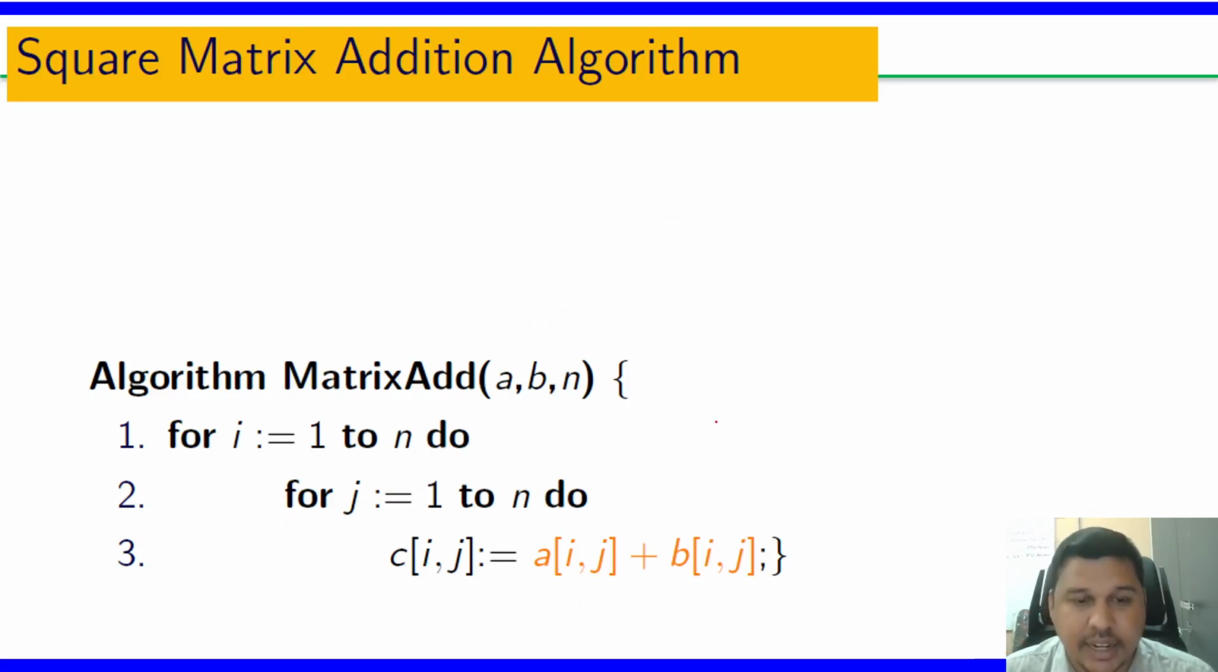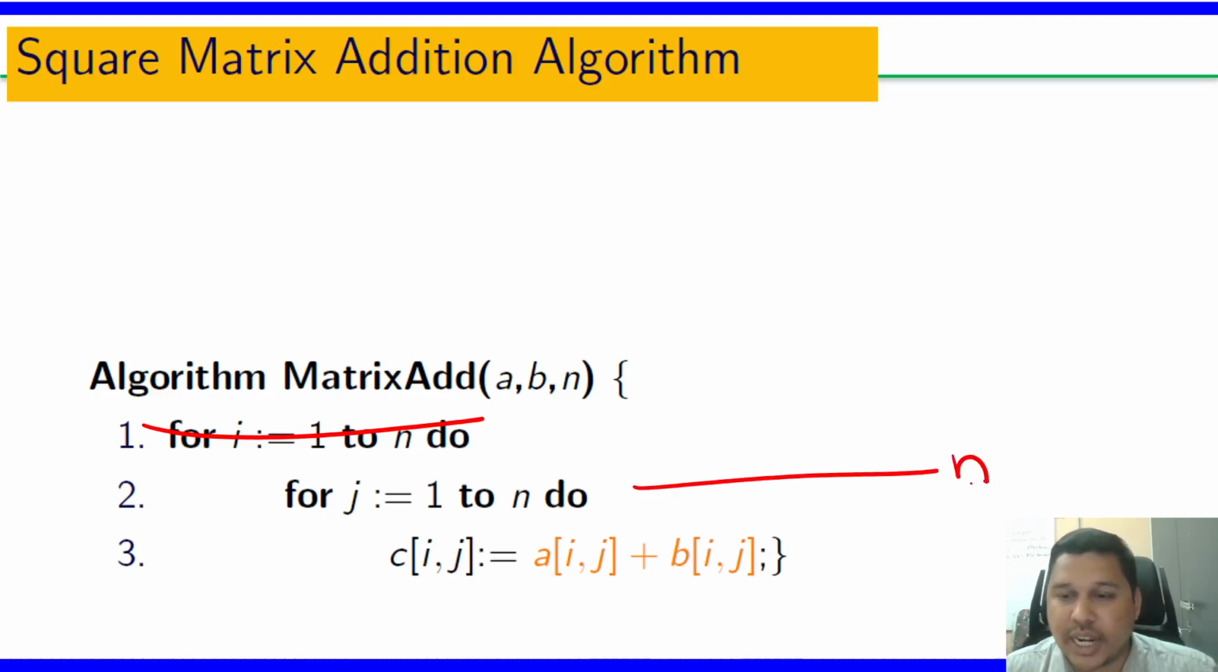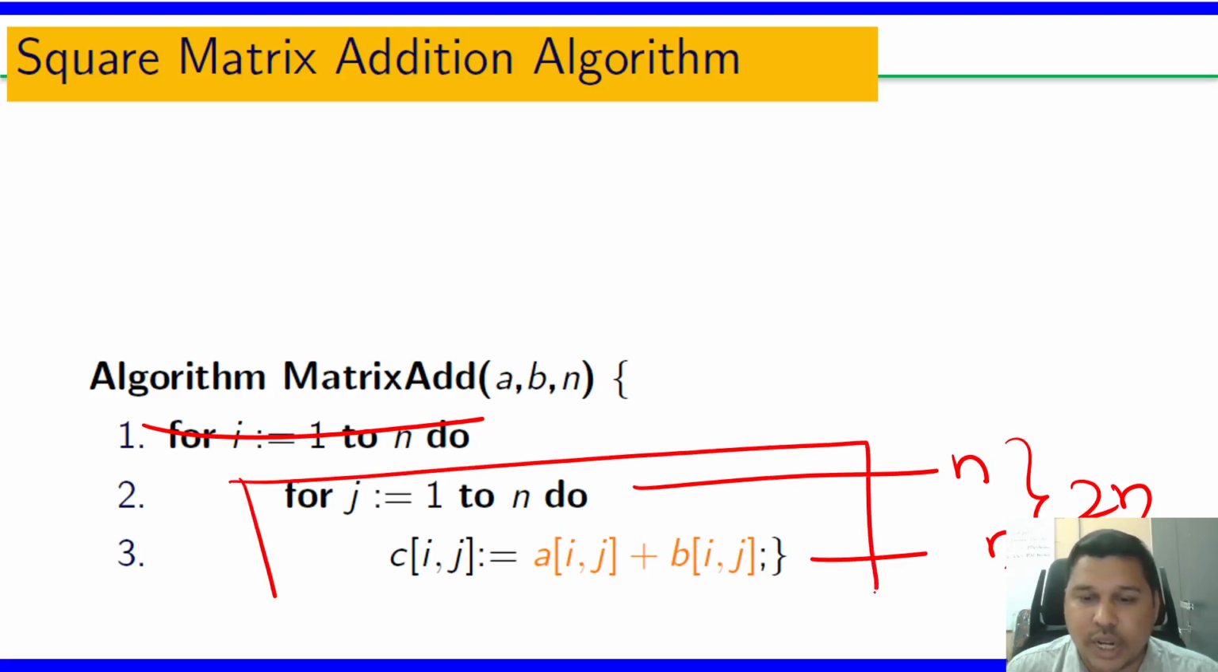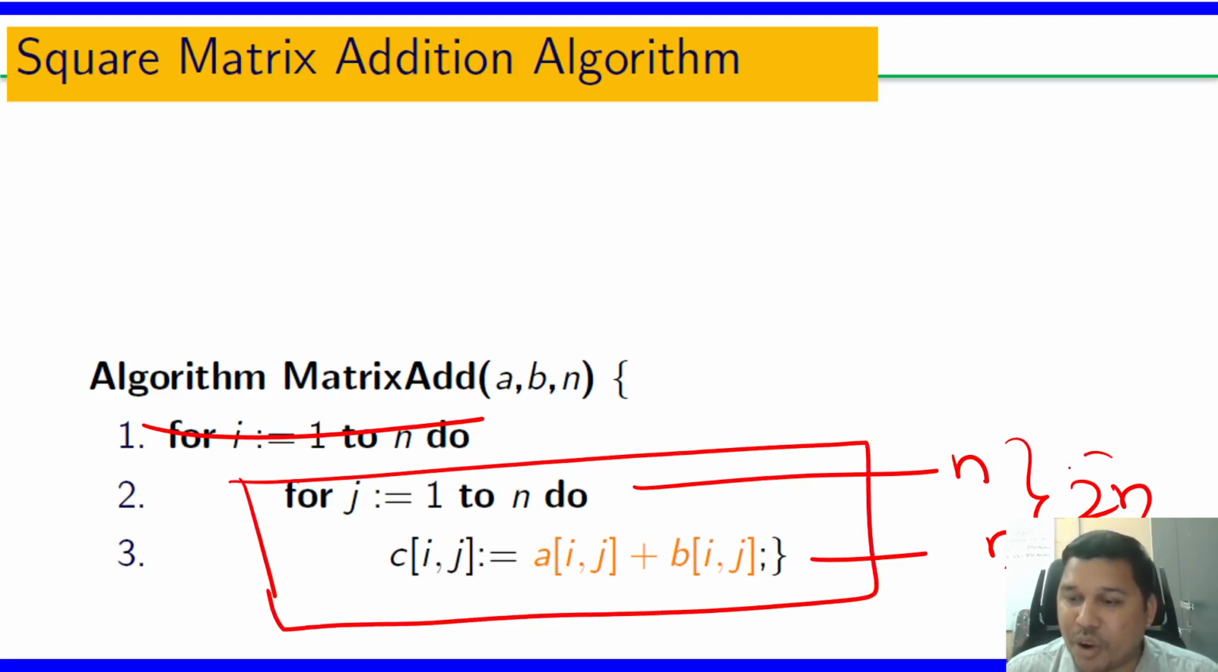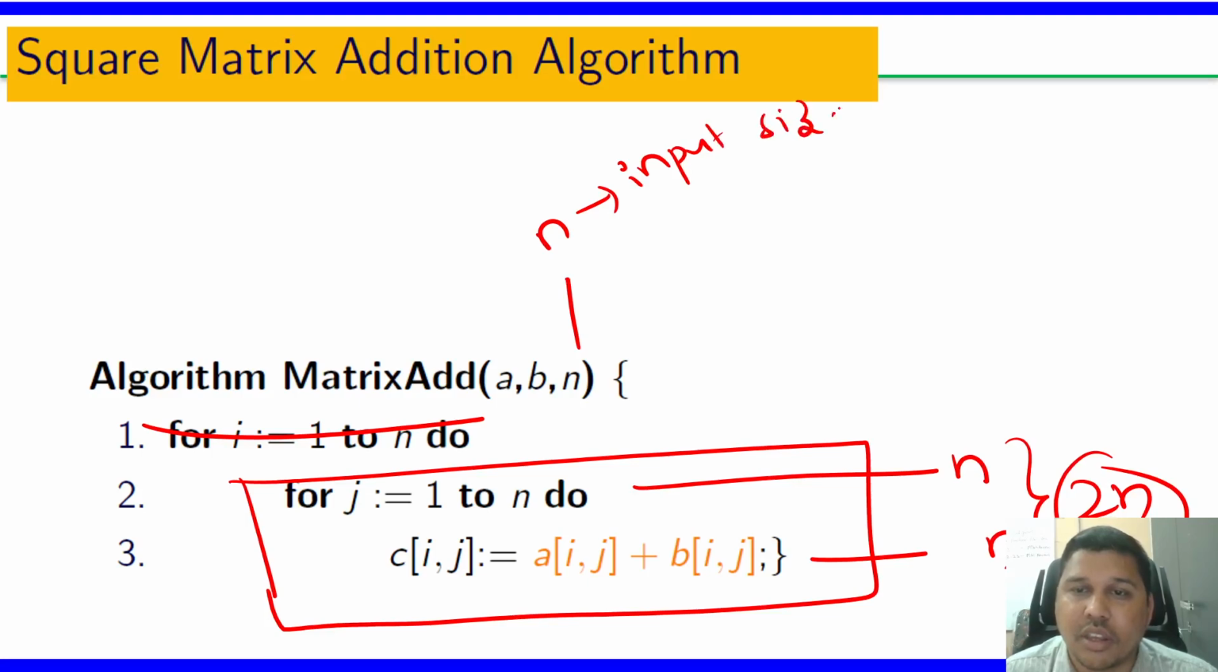Again, I'll repeat once again. You ignore the first one. Take only the second and third lines. We know this will be executed n times. This also will execute n times. So the sum is 2n times. So this block will be executed 2n number of times, where n is the input size. That is very important. So these two lines of code will be executed 2n number of times.